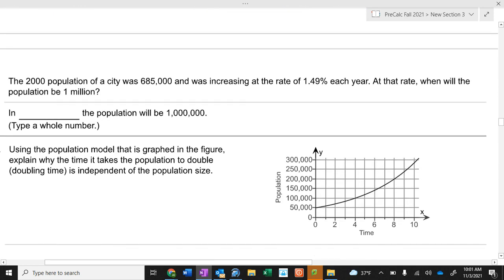Okay? All right. In 2000, the population of a city was 685,000, increasing at a rate of 1.49% per year.